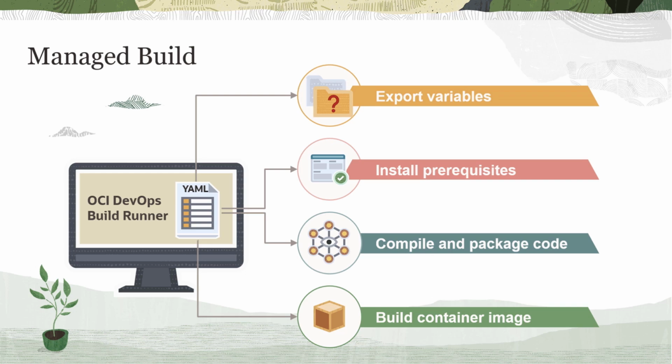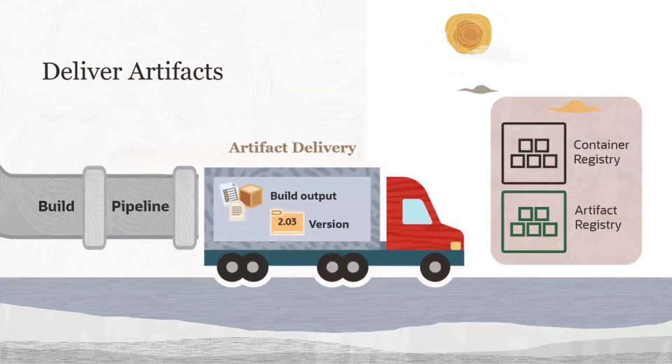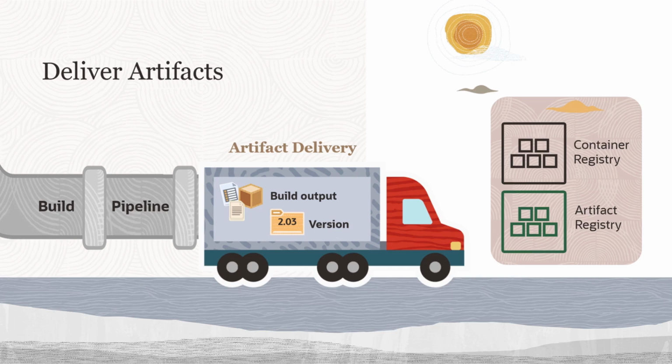Each build pipeline must have at least one managed build stage to start with. The deliver artifact stage maps the build outputs from the managed build stage with the version and delivers the artifacts to the OCI container registry and the artifact registry. The artifacts can be either OCI container images or generic universal file types. Make a note, this stage can't be the first one in a build pipeline, as you first need to create artifacts using managed build stage before you can deliver them to a repository.